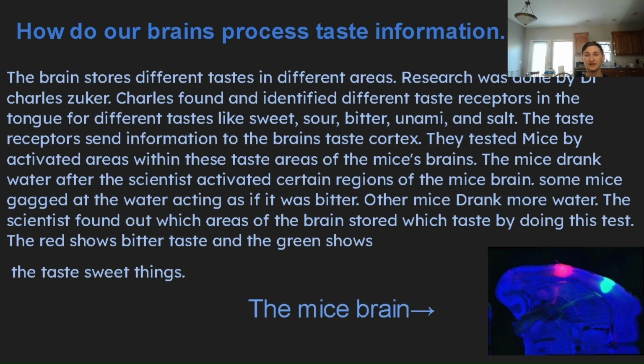They tested the mice by activating areas within these taste areas of the mice brain. The mice drank water after the scientists activated certain areas of the mice brain. Some mice gagged at the water, acting as if it was bitter. Other mice drank more water. The scientists found out which areas of the brain stored which taste by doing this test. And on the right, you'll see the mice brain. The red shows bitter, and the green shows sweet.